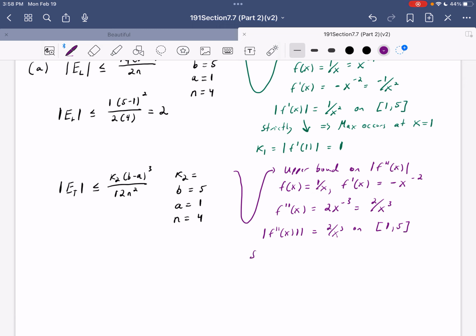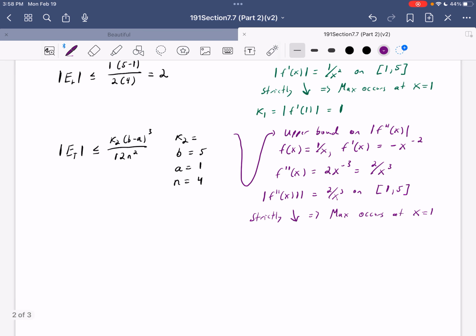This guy is once again strictly decreasing, because we have that x cubed in the denominator and the numerator is a constant. So as we plug in larger inputs of x, we get out smaller outputs. We're trying to maximize. So this would tell us the max occurs at x equals 1. We plug that into the second derivative, and we get the absolute value of the second derivative at 1. Plug that in, clearly we just get out 2. So we'll plug in 2, and we should be good to go.